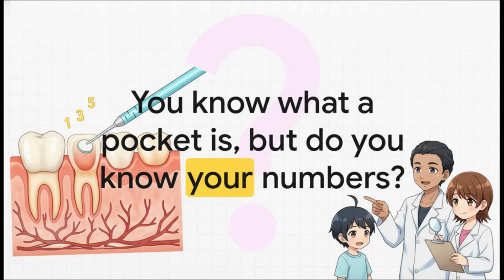So we've journeyed all the way from a healthy little sulcus to the very complex world of the periodontal pocket. We've seen how it forms, the different ways it's classified, and how it's measured. You now have the knowledge to understand what's happening just below your gum line. So the only question left is, do you know what your numbers are? Having that conversation with your dentist might just be the most important step you can take for your health.